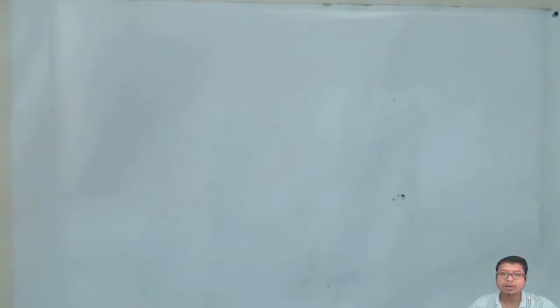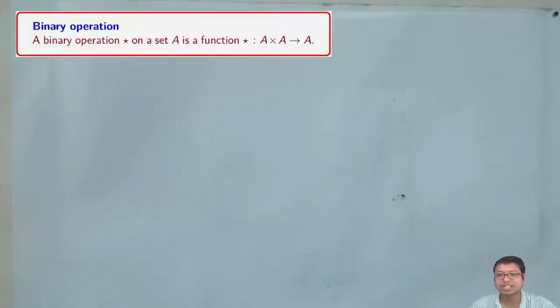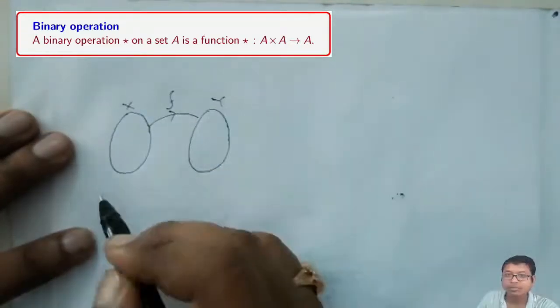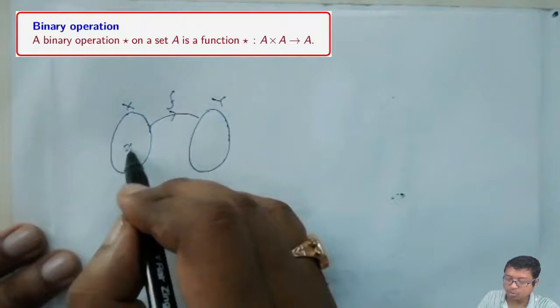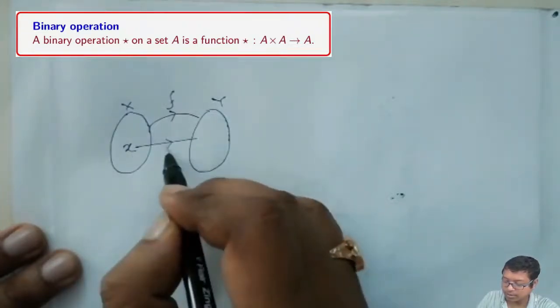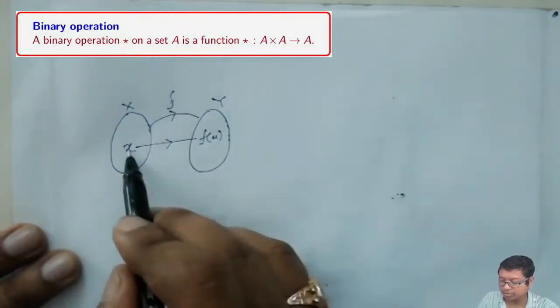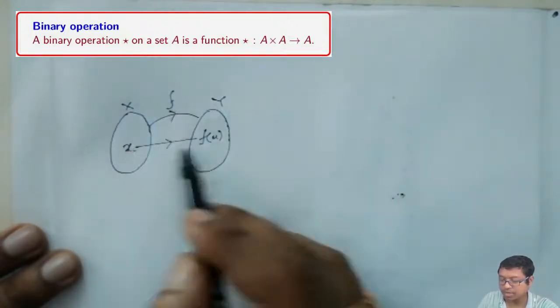Now I'm going to speak about binary operation, and let us try to see the definition first. This is the definition that is given on the screen. Let us try to understand it now. As in the definition of function, we have seen that for an element x in the domain, we must have an element f of x in the codomain.